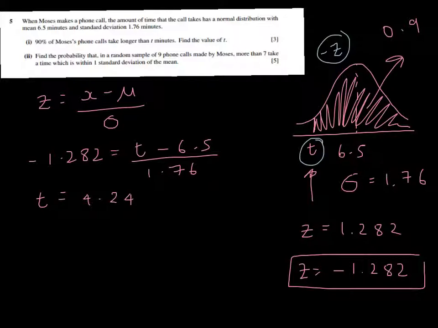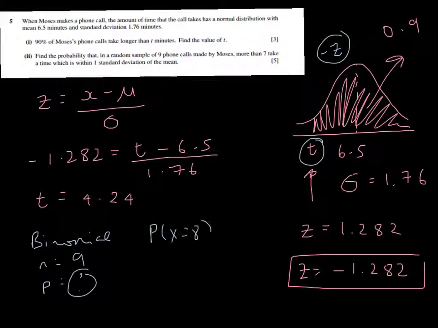Okay, so on to part 2. We want to find the probability that in a sample of 9, more than 7 take a time which is within 1 standard deviation of the mean, blah blah. So basically we're going to do a binomial distribution question, so it's going to be binomial. Our n in this case is 9. Our p we'll get to in a moment, because we've got to work out what that is. And we want to find more than 7. So more than 7 would be the probability that x equals 8 plus the probability that x equals 9, because both of those two scenarios are more than 7. And of course the maximum is 9.